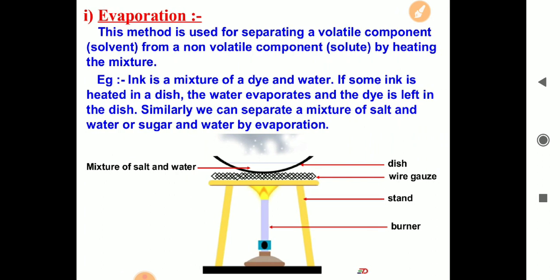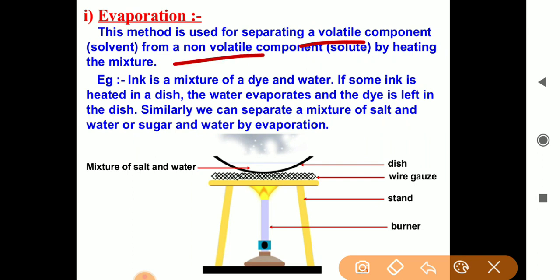Now see, the first technique is evaporation. A diagram can be asked: explain the process of evaporation for separating the components of a mixture. So this way we can draw the diagram. This method separates the volatile components from the non-volatile components (solute) by heating the mixture. Evaporation is used to separate the components which are generally soluble.